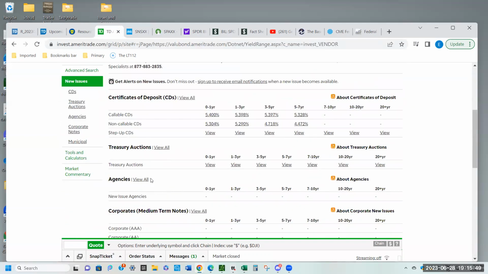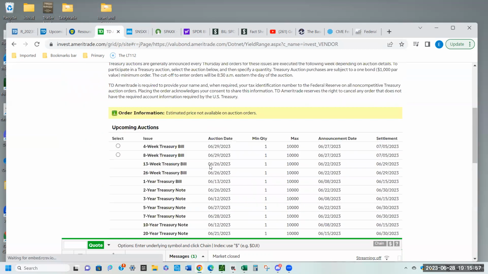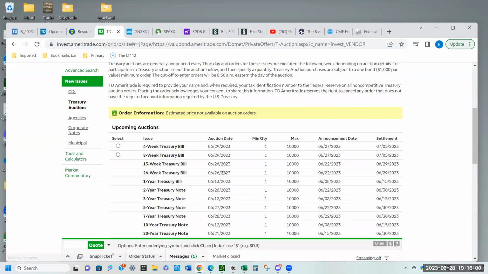It brings up all the new issues, and then you look for treasury auctions. And then you click view again in the 0 to 1 year category. Just click view. And these show you what is available as far as placing an order. Right now, these little circles indicate what is available. The 4 and the 8 week are available.